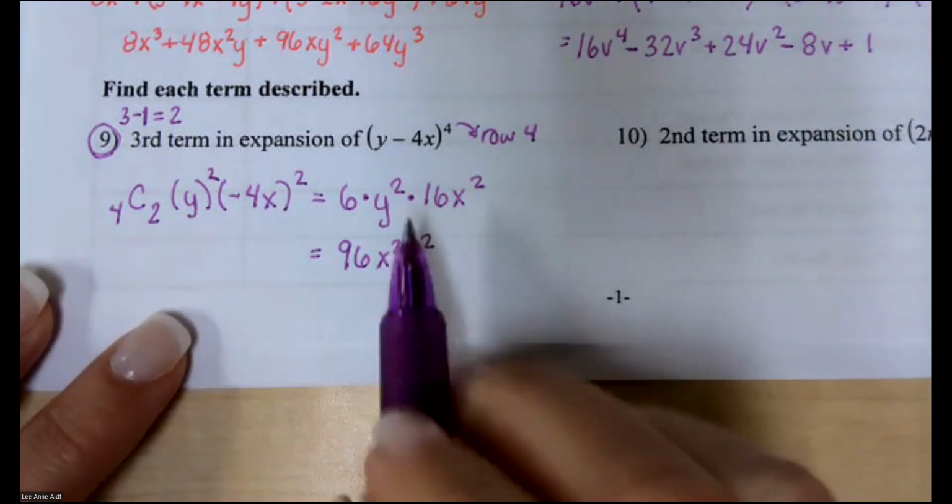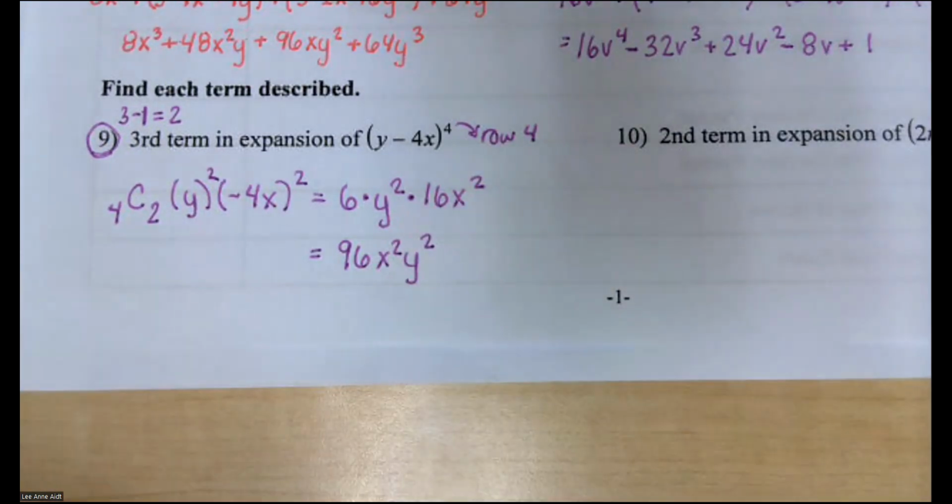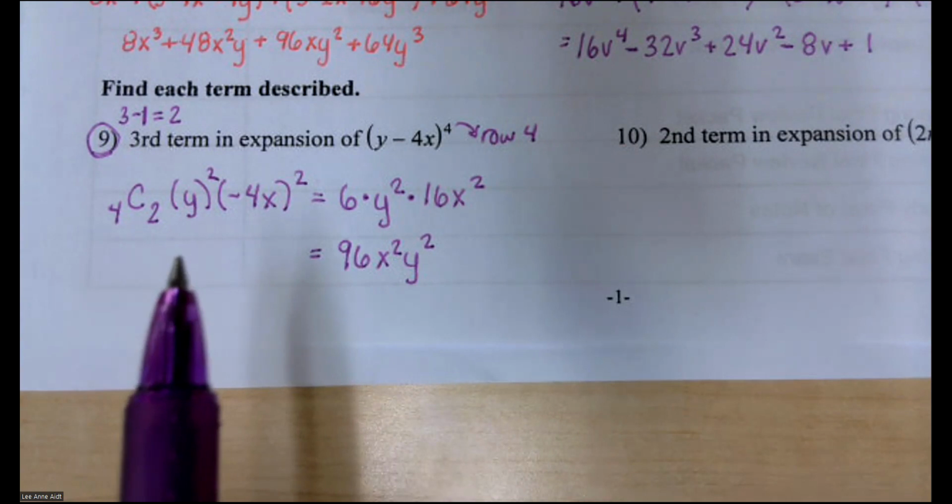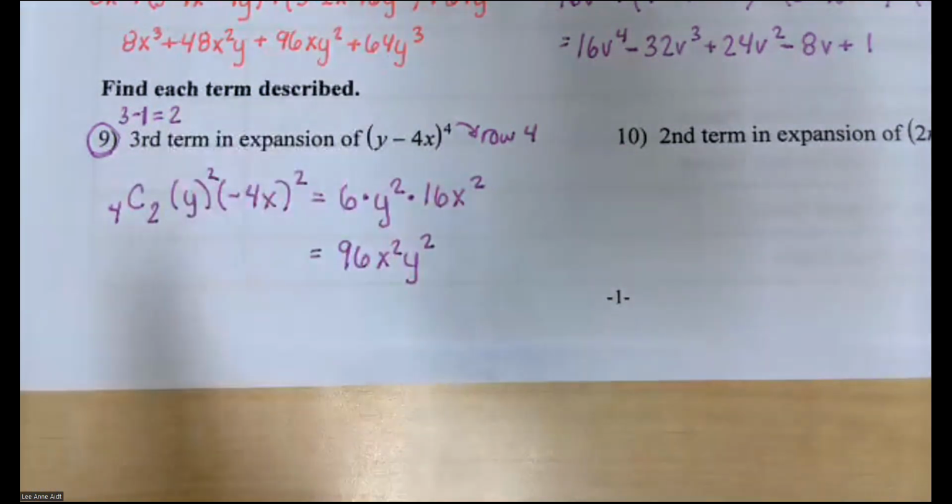And don't worry about if you put these in different order. I'm just a weirdo and I like them in alphabetical order. If you put y squared, x squared, it's totally the same thing. Any questions? Any questions about number 9? I think this is easier than this. I don't know. But we all know I'm special.